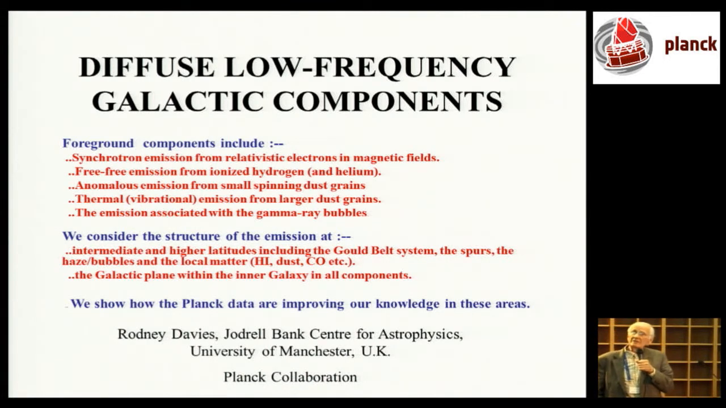And I'm going to split my talk into 2. One will deal with the intermediate and higher latitude emission, which includes such regions as the Gould belt system, the spurs that dominate the synchrotron maps, and the haze bubbles, and then to say something about what's happening in the inner galaxy.